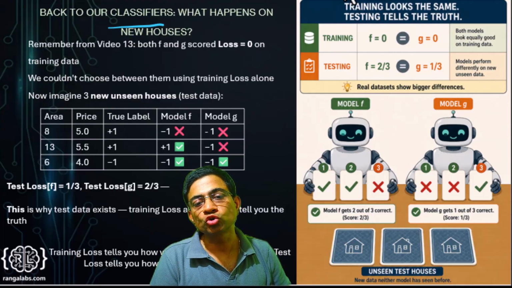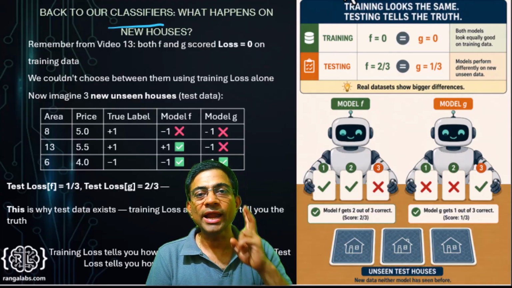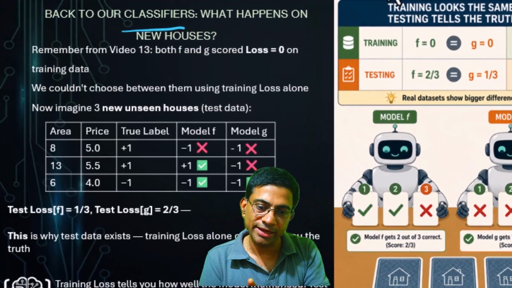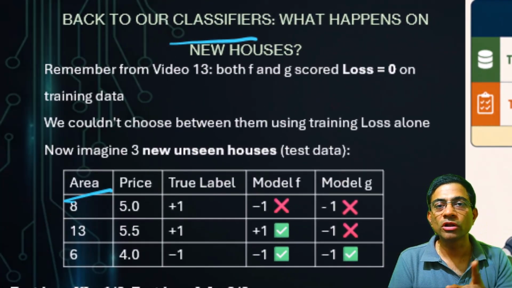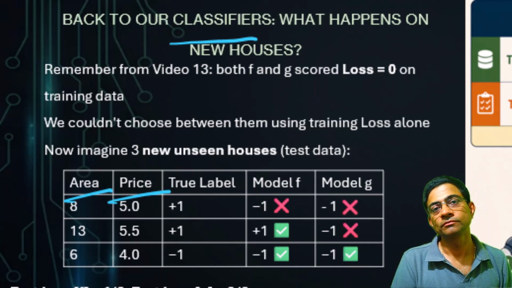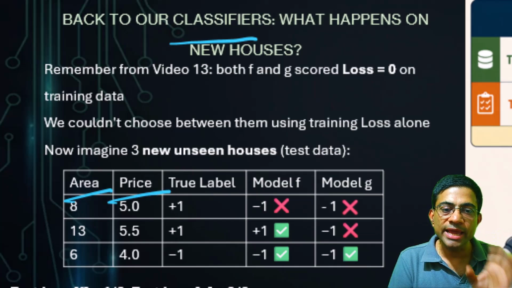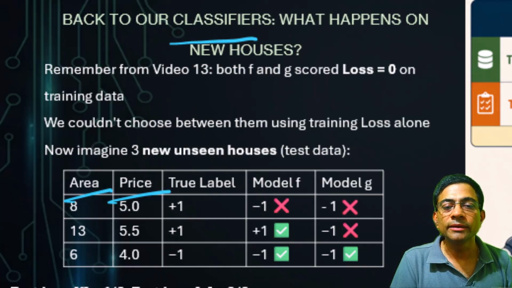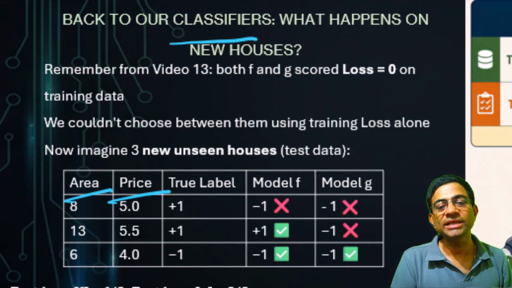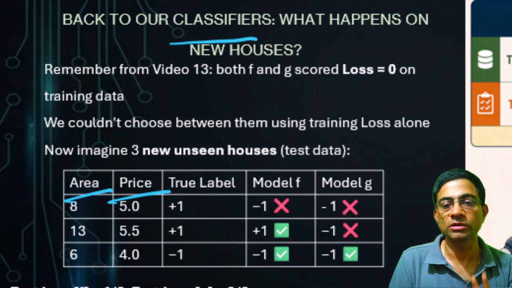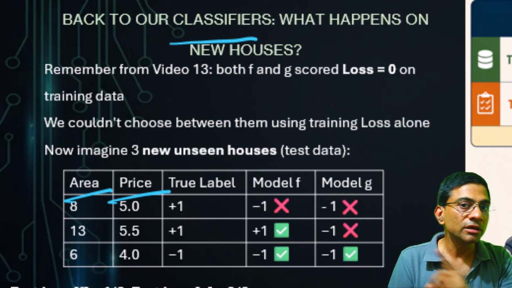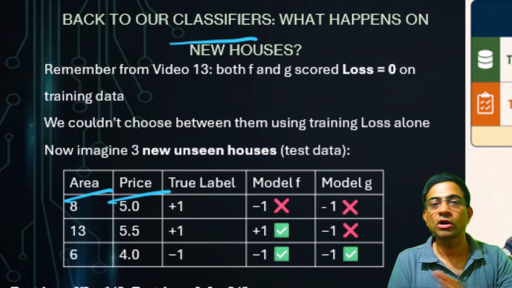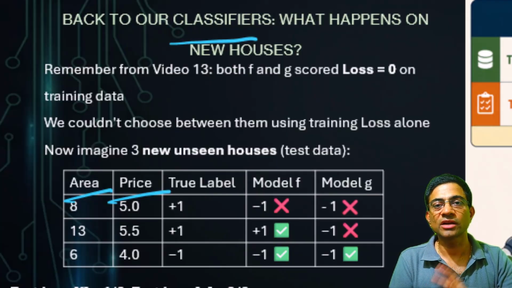What did we do? We took two models. Just to remind you, we had taken two models, F and G. The F model was based on the area, and the G model was based on the price. So the model F was area minus 10, and the model G was price minus 6. Okay, these were the two models. So we'll see where they got perfect results in all the tests. Both the models got a perfect score, so the misclassification error was 0.